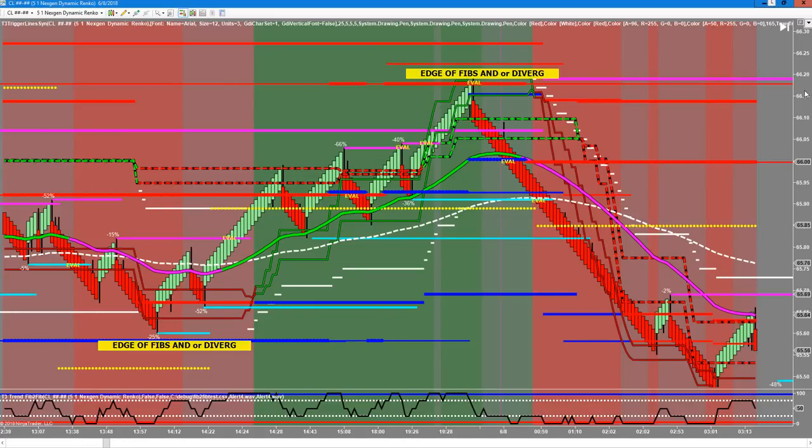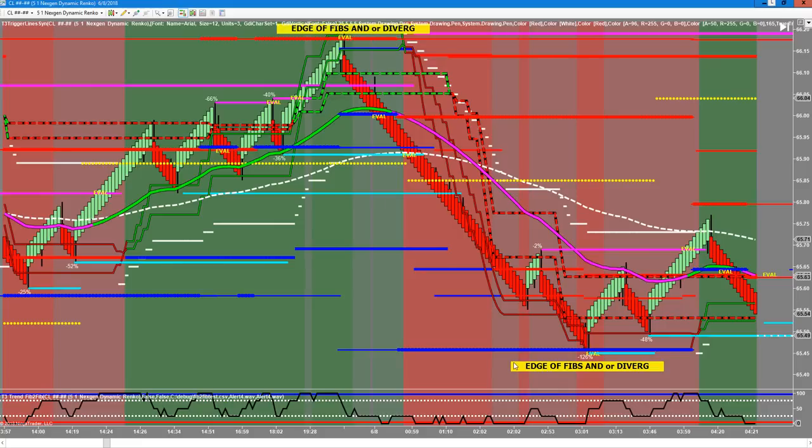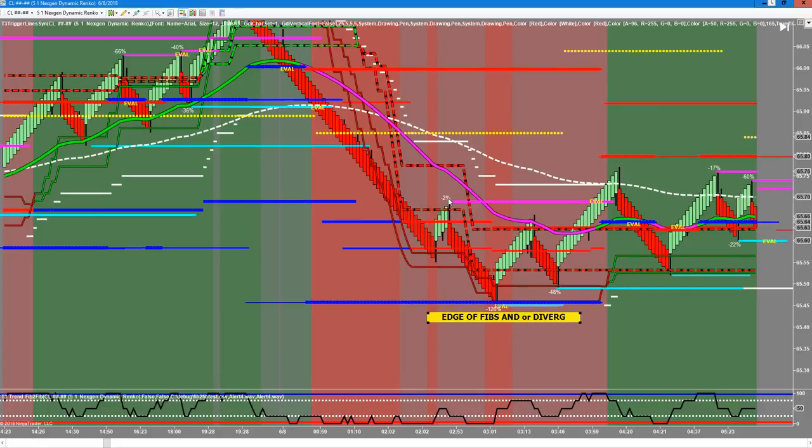All right. I know it's a pain in the butt, but the edges of fibs and divergence ends the trend, and again, there's maybe one, not even a trade in here if we missed it. So you got nothing, just the edges, the fibs, and divergence.